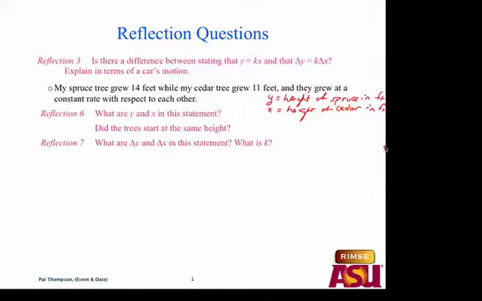Okay? What's delta y? What's delta x? And what's k in this statement? So if y is the height of the spruce tree, what is delta y in this statement? He wants 14 feet. Delta y: the change in the height of the spruce tree. Agree? Absolutely.